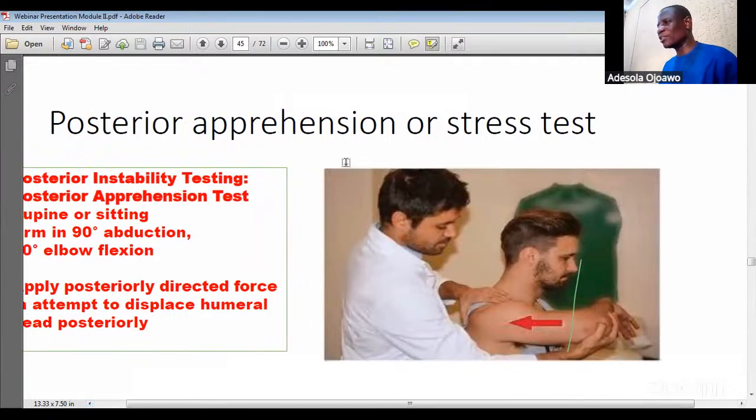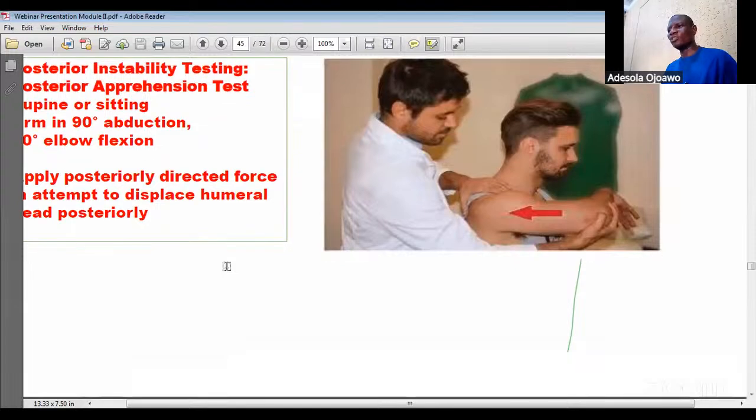And for this posterior apprehension test, the patient sits down, flexes the elbow to 90 degrees, shoulder to 90 degrees. You apply a force posteriorly, as if you are doing a compression test when the patient is lying down. So when you do that, you look for pain, then you look for apprehension. You call it posterior apprehension test. So that's the demonstration. All right. When there's apprehension, that means that the posterior ligaments are weak or the patient can have posterior dislocation. Call it posterior apprehension test.